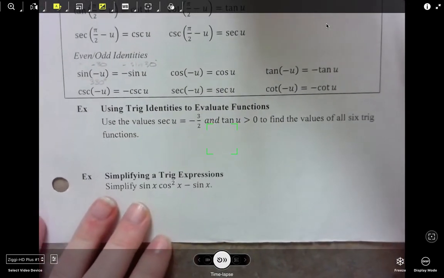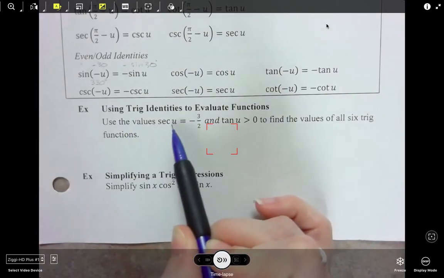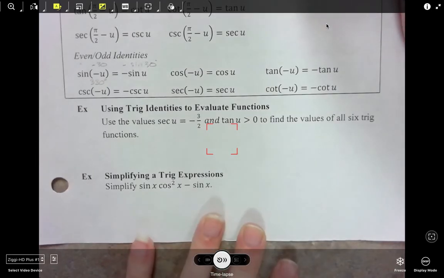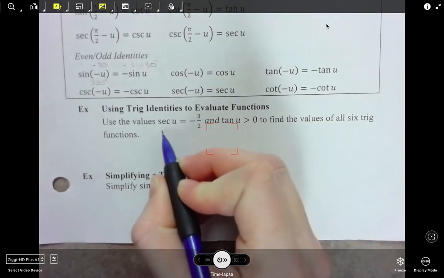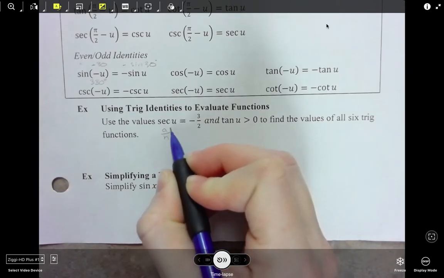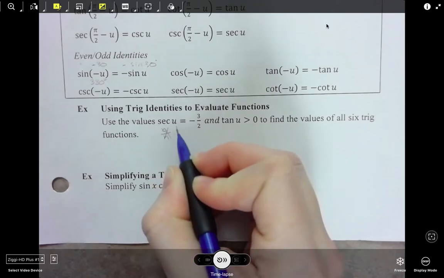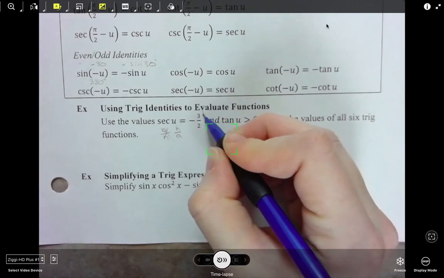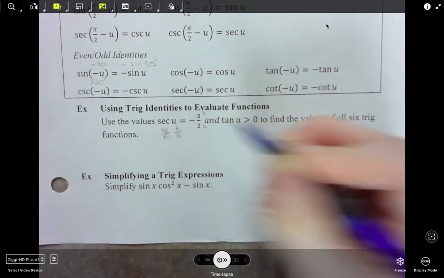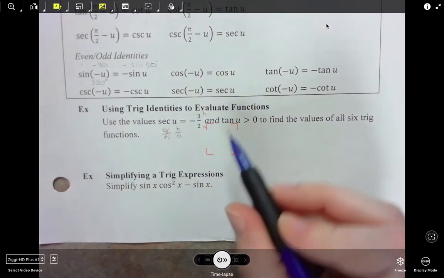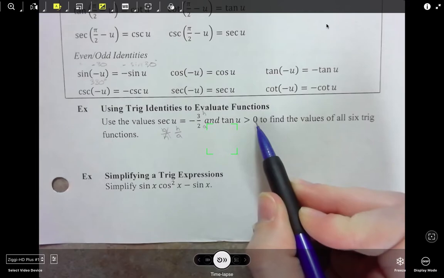So the first example, evaluating functions: we have secant of u. Secant, if you look up above, is 1 over cosine. Cosine is adjacent over hypotenuse, so secant would be hypotenuse over adjacent. The hypotenuse side of some triangle that we have is negative 3 and the adjacent side is 2, or positive 3 and negative 2. It says tangent is greater than 0.